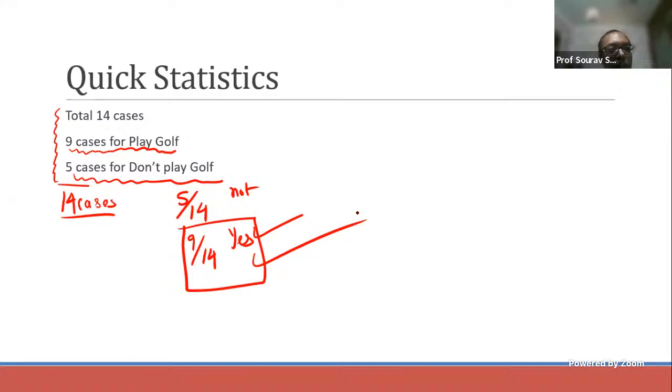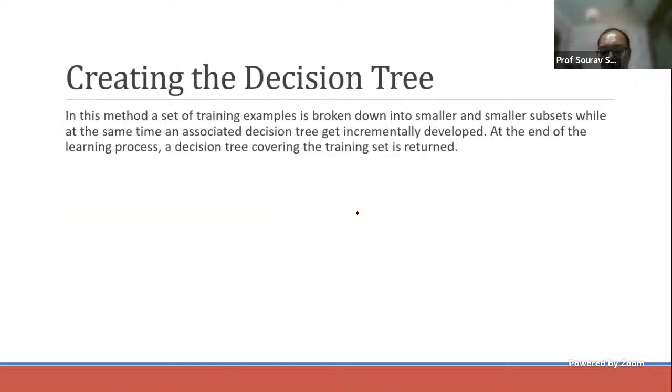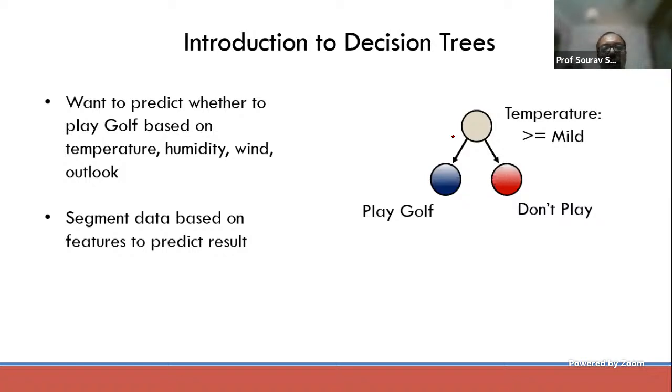Let's say you have not created any model to start off with. Based on the majority, because I see more of my records saying go out and play golf, I could also say that if I don't have any further information to take the decision, just go out and play golf. That will be my solution. But the thing is that there are so many features which are given. So what we need to do is try to break these training examples into smaller and smaller subsets, and incrementally develop the tree. So how can we do that?